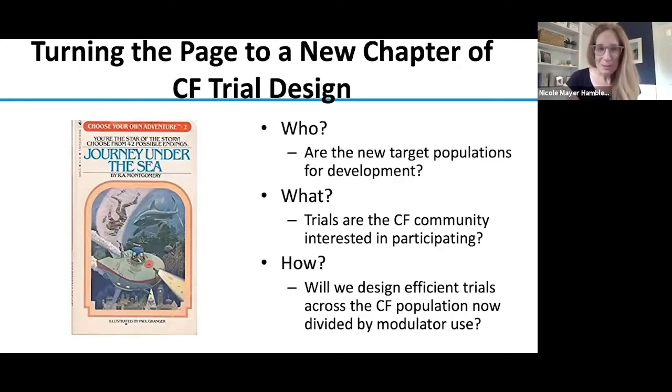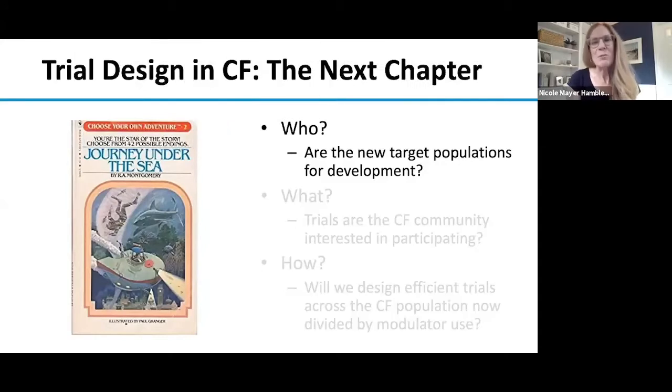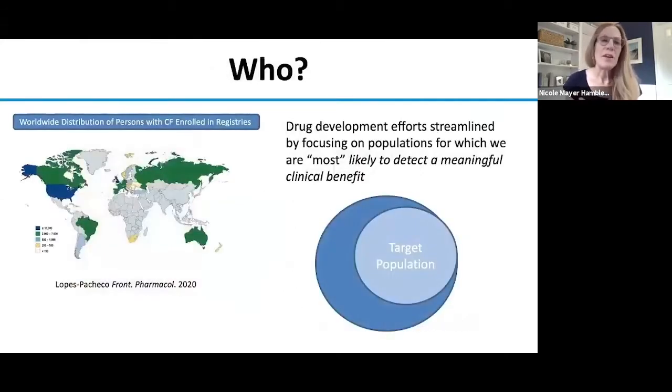So as daunting as that may be, we need to remember that we are the star of the story as we embark on this next chapter. So let's start with the who. Of course, we are developing therapies for all individuals with CF. However, we do need to recognize that drug development efforts are streamlined by focusing on populations for which we are most likely to detect a meaningful clinical benefit, hence the definition of a target population for development.